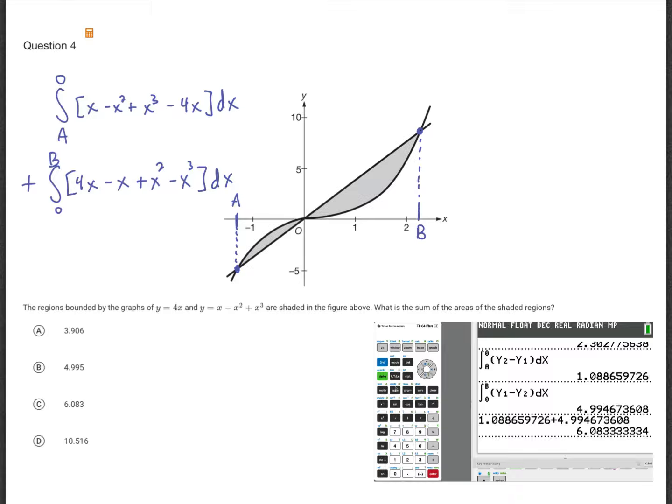But if you do it a different way, we could also just do the integral from a to b, one big integral, and then just do the absolute value of the two functions subtracted. And it doesn't matter which order you do it in.